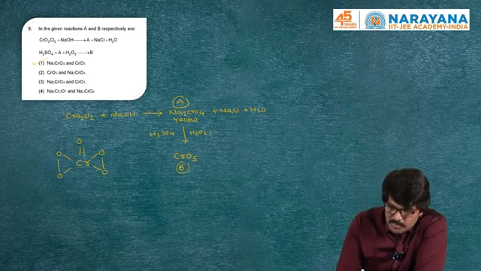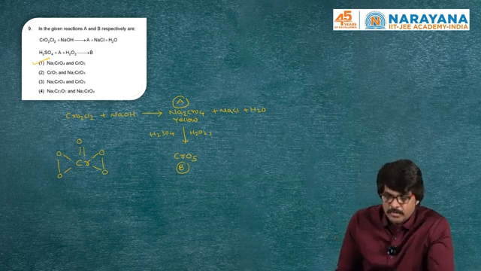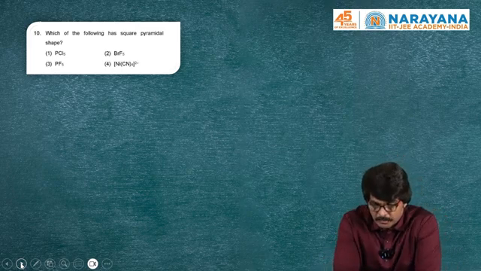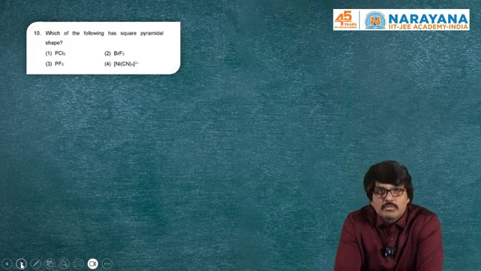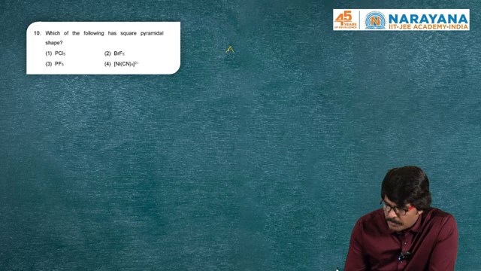So obviously the answer is the first option. A is sodium chromate and B is chromium peroxide. And the next one: which of the following has square pyramidal shape? Square pyramidal shape is possible here. This is a square, this is a pyramid, and also there must be one lone pair.